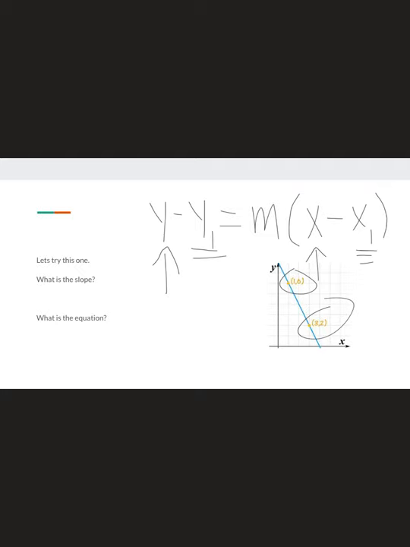So what I want you to do is pause this video and solve this problem. I'm going to add a slide at the very end of the lesson so that you can get your answers. So pause this video and work this problem out.